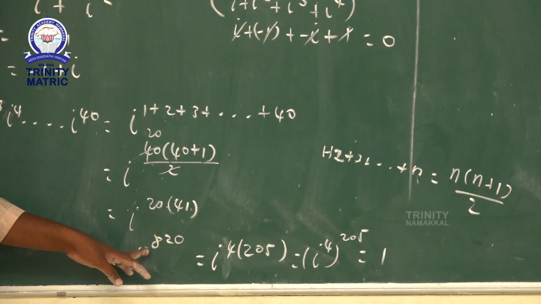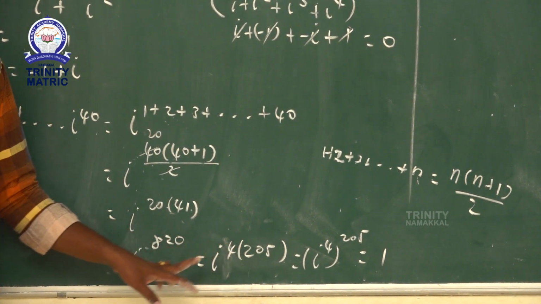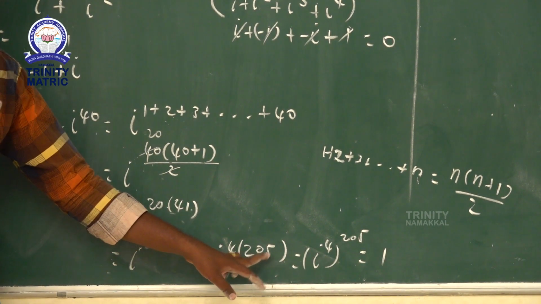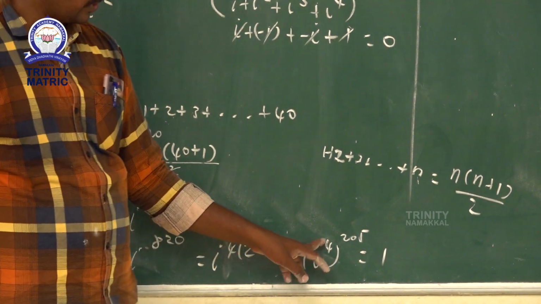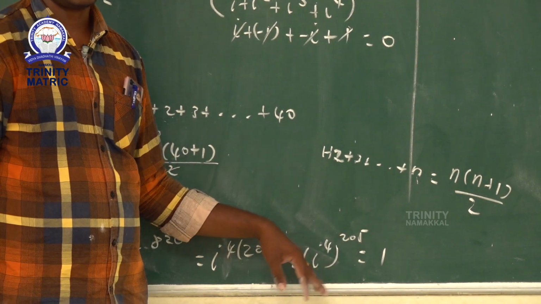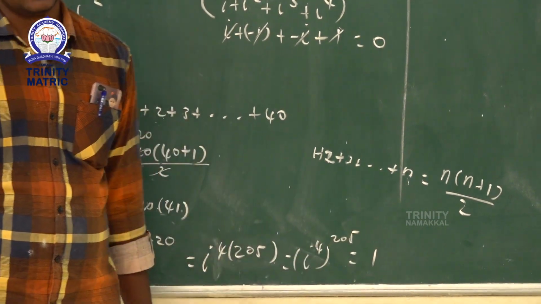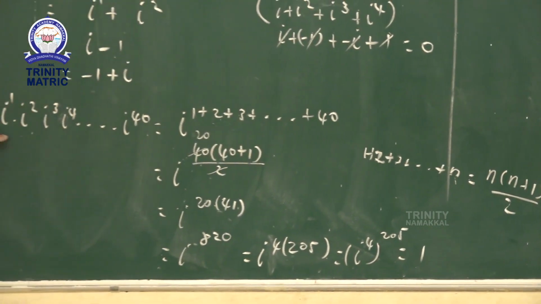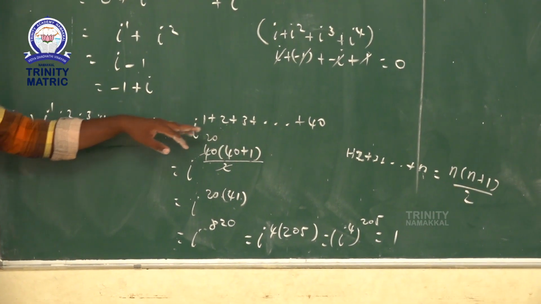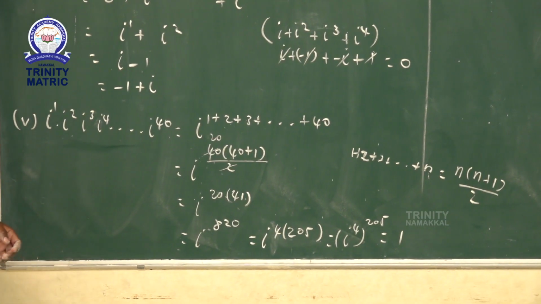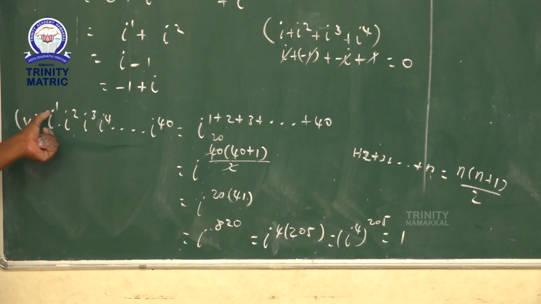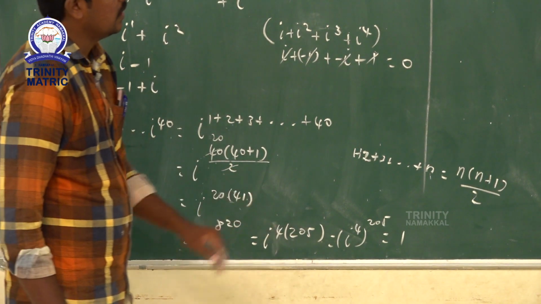So i power 820 is also a multiple of 4. So i power 4 into 205. Here i power 4 to the power 205. This is the power of 4 method. i power 4 value is 1. So 1 power 205 is 1. So the product of the terms can be arranged as a power of the sum. That is, the final answer up to 40 terms is 1.